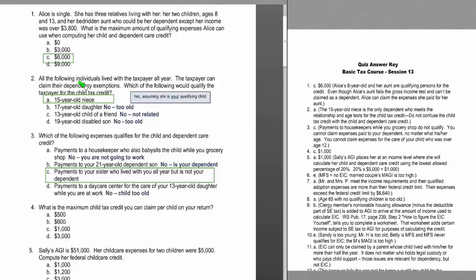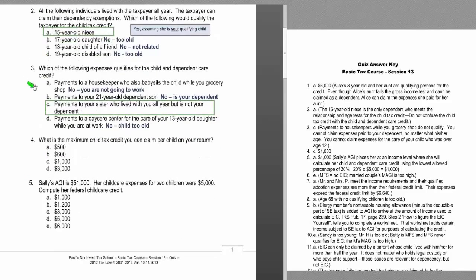Although they have similar names, they are entirely different with different rules. And, of course, for the child tax credit, we're looking for a child who is a qualifying child under the age of 17. Let's see who fits on this list. A 15-year-old niece, does she qualify? Yes, she is a qualifying child for purposes of calculating the child tax credit, so A is a correct answer. B, 17-year-old daughter, out, because she's too old. A 13-year-old child of a friend, out, because that person is not considered to be a qualifying child. They do not meet the relationship test. And D, 19-year-old disabled son is not under age 17. He is too old. So that leaves A being the only correct answer.